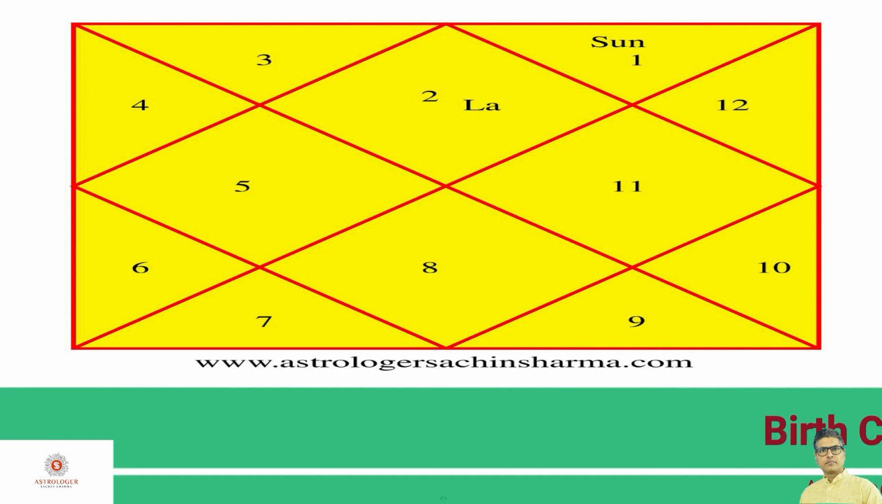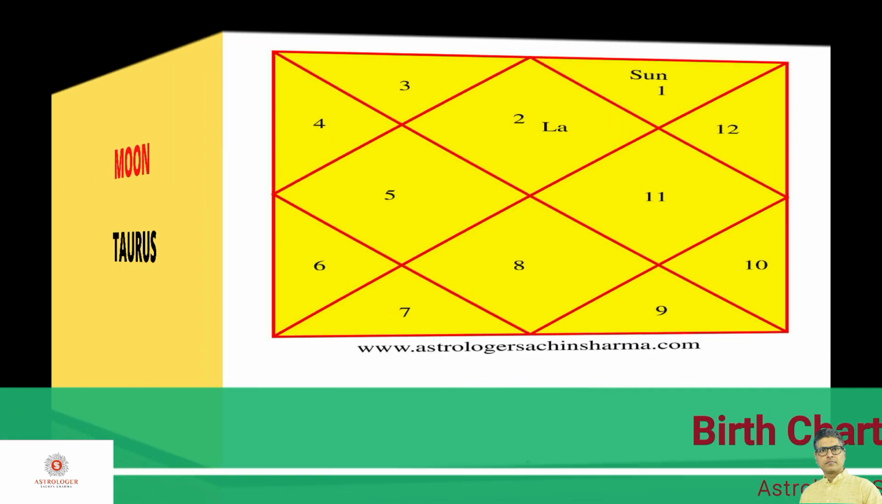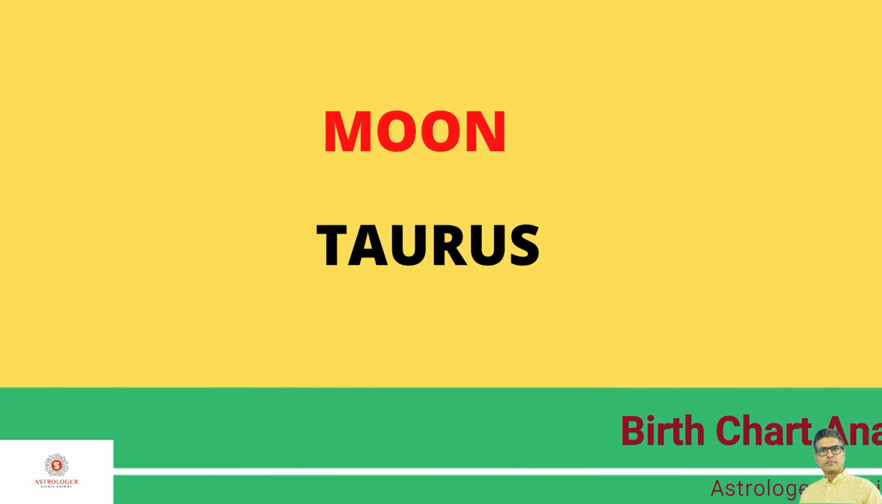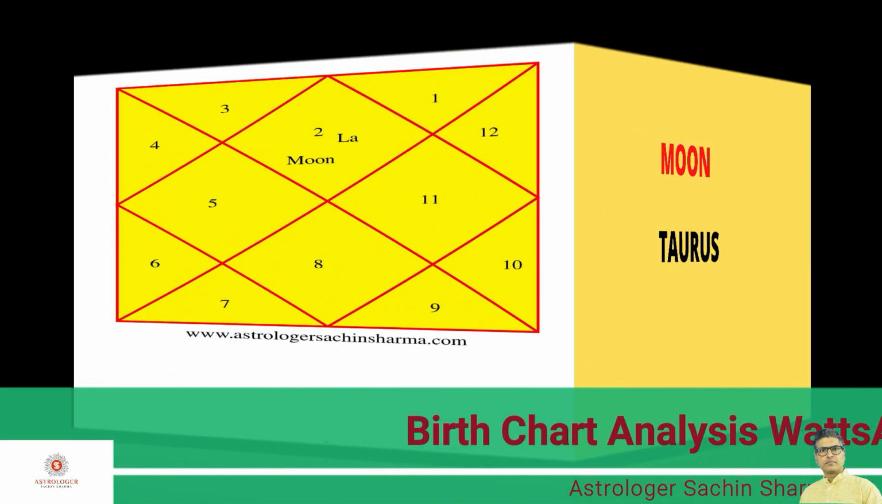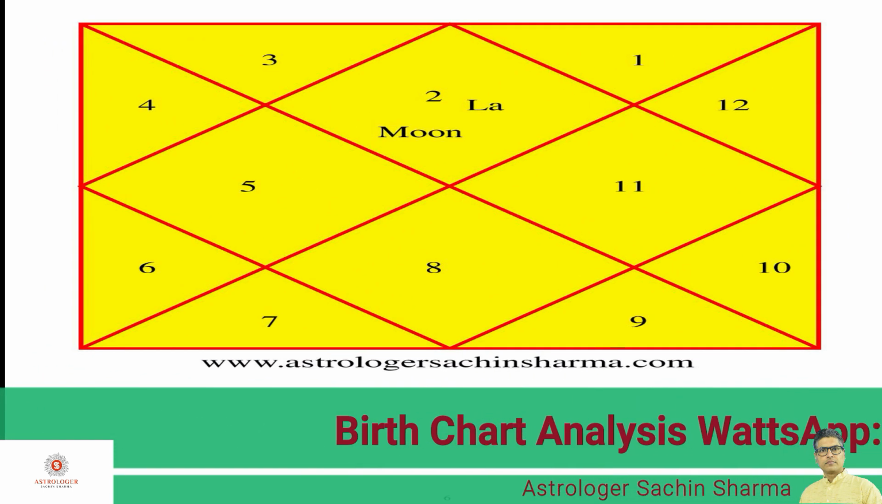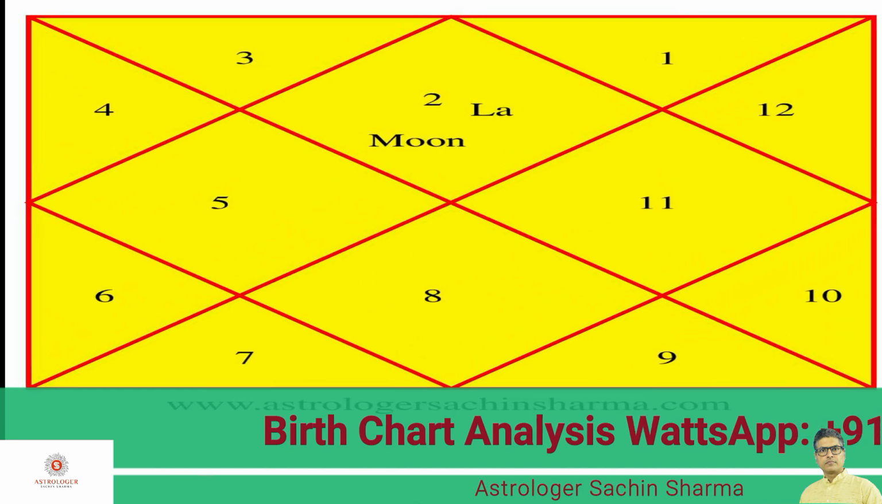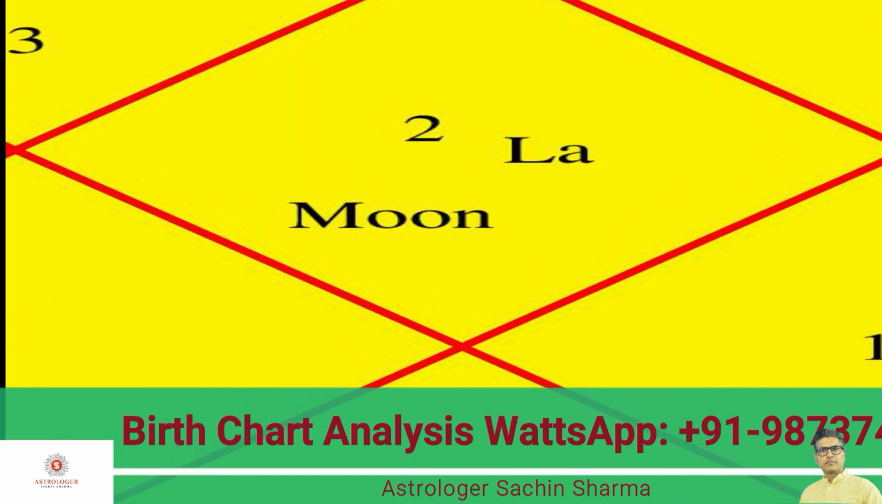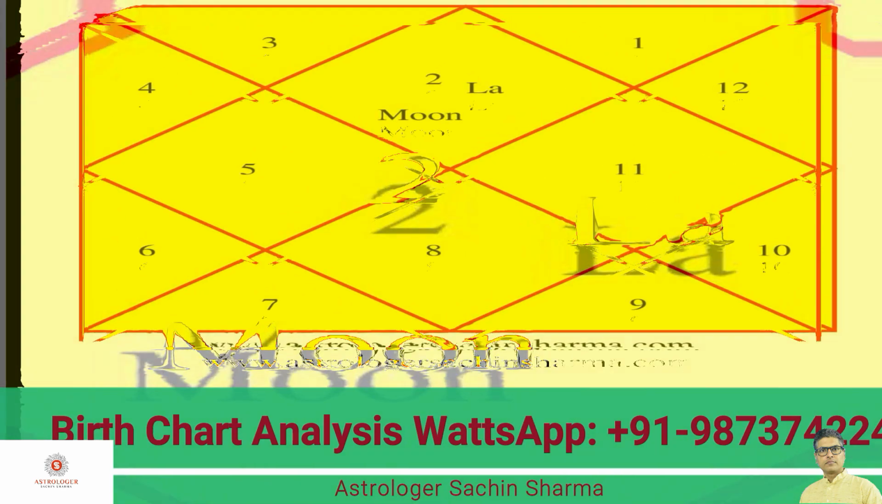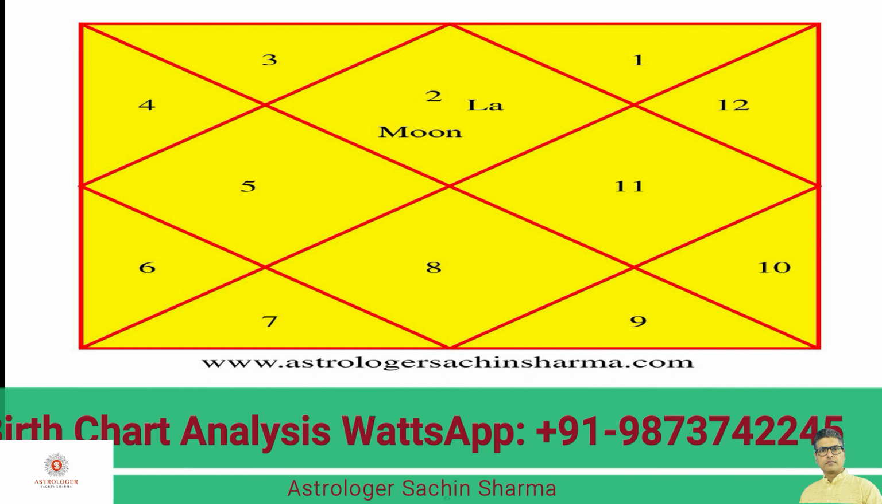Now let's move forward and discuss about Moon. Moon is exalted in Taurus sign. So if Moon is placed in a house where number 2 is written, as you can see here, that means Moon is exalted in this particular house and will increase the result of that particular house.